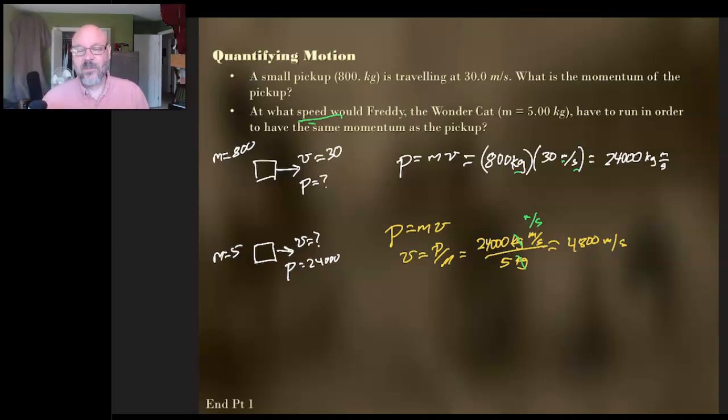All right, so I've got some more examples coming for you, but this is the basic idea. You're going to see this pattern over and over again. We're going to make a sketch. We're going to put lots of information on the sketch, and then we're going to start with a momentum equation, and then we'll work it from there, okay?